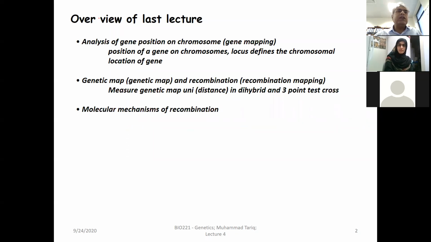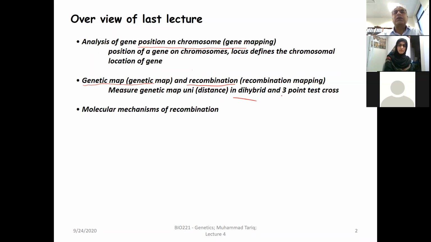a detailed analysis of the chromosomal theory of inheritance by mapping genes onto chromosomes. And we also talked about recombination, because we cannot develop a genetic map unless we know the concept of recombination. We did dihybrid crosses to map genes, and then we calculated the map unit distances.